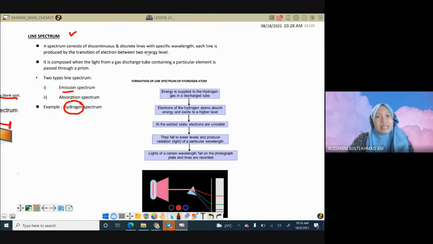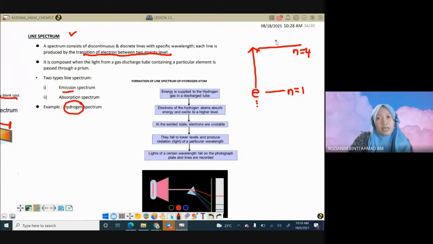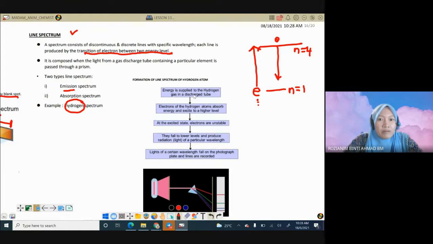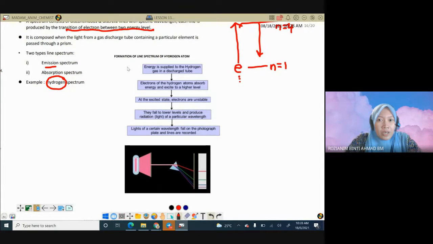So this line spectrum we trace according to the transition of electron between 2 energy levels yang kita belajar tadi. Kalau elektron itu berada pada ground state, contoh n equal to 1, dia serap tenaga, dia akan promote to the higher energy level. Contoh n equal to 4. So ini proses apa? Dia absorb tenaga. So maksudnya absorption spectrum. Tapi kalau elektron tu jatuh semula, so dia adalah emission spectrum. So the line spectrum here, you can refer to this part. Okay. Prosesnya, ayat dekat sini adalah postulate nombor 3.